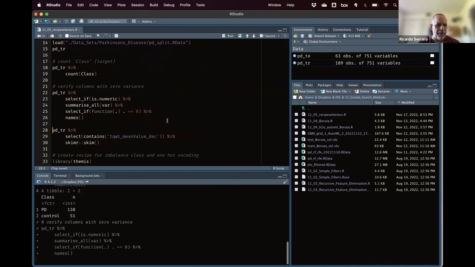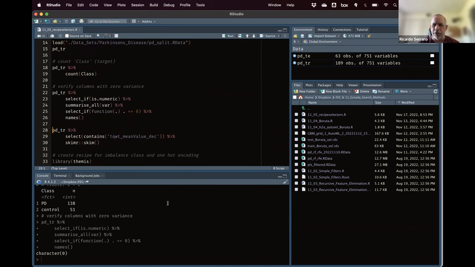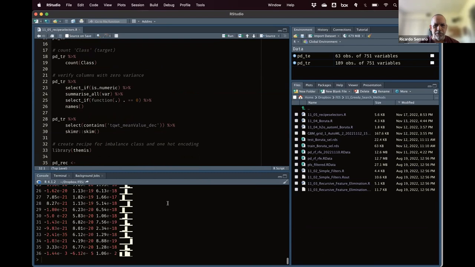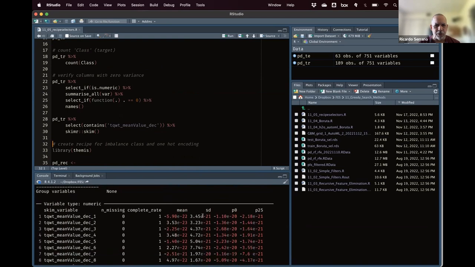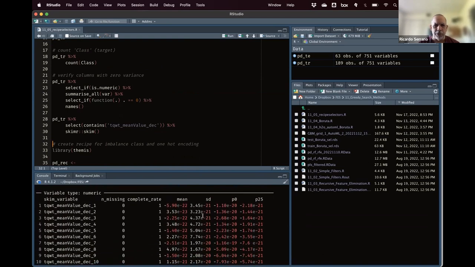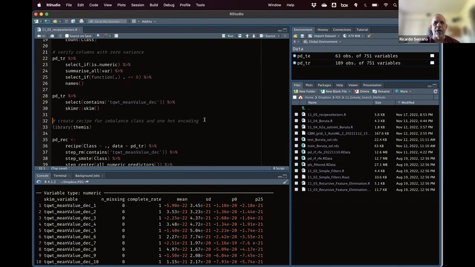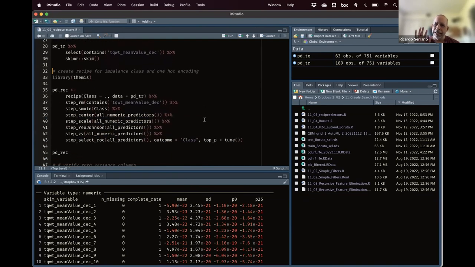So I had to verify that, in this function, it doesn't show, but then when I go to the predictors, you can see in the skimmer that the standard deviation of some of these predictors, which are the TQWT mean value, dec 1, dec 2, et cetera, have a very, very small variance. And that was hurting the processing in the models. So what I did was identify those predictors and then, with the recipe, remove them, without trying to remove with the non-zero variance step because it wasn't working.